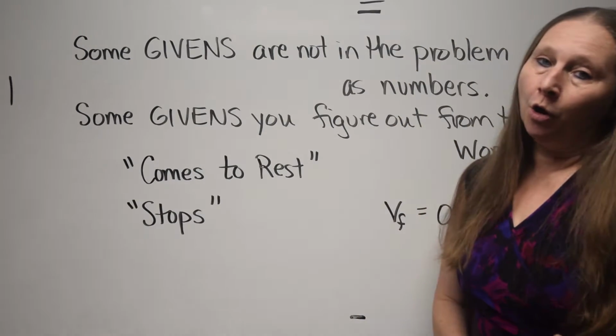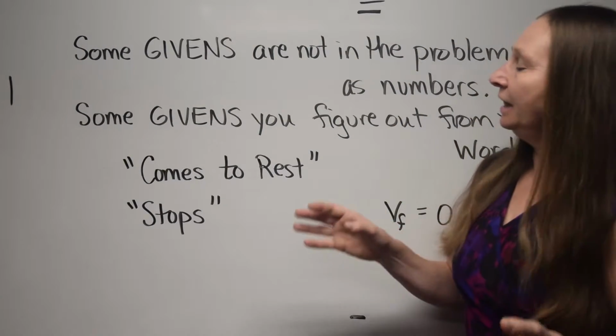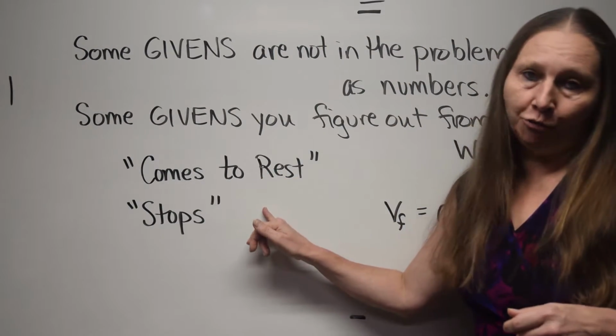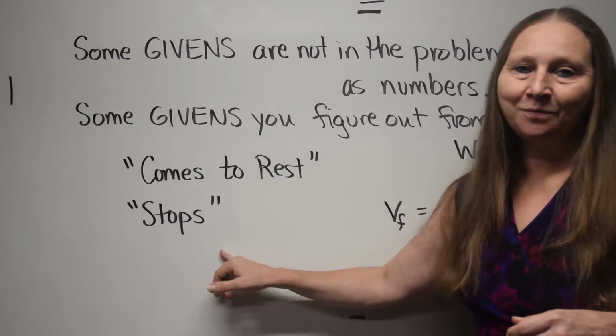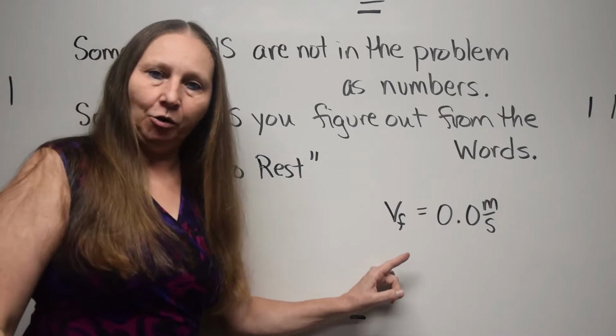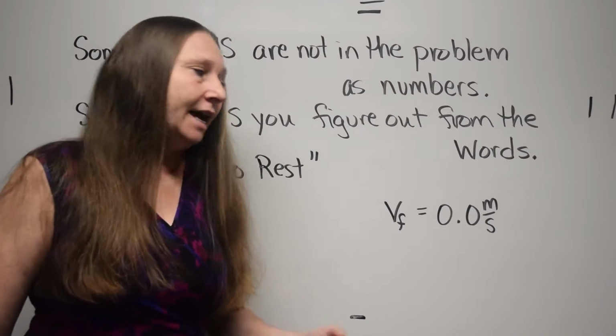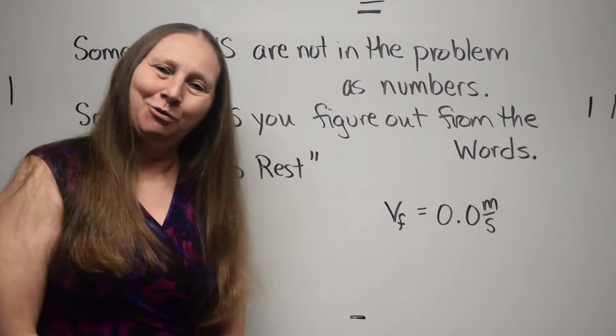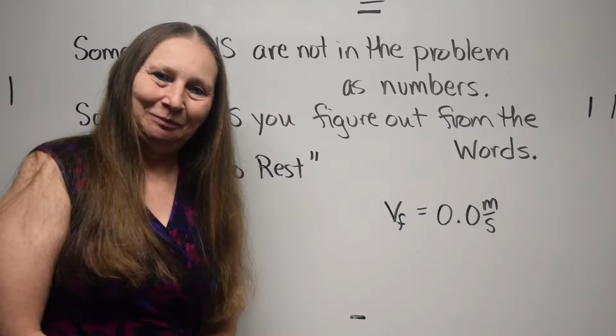Similarly, if a problem says that an object comes to rest or stops, you know that the final velocity is 0. And you immediately write down v final equals 0 meters per second.